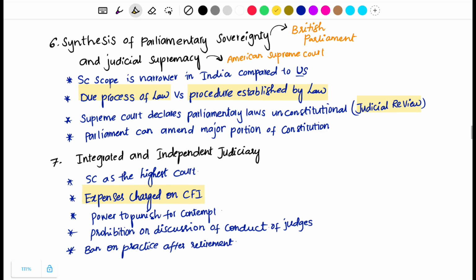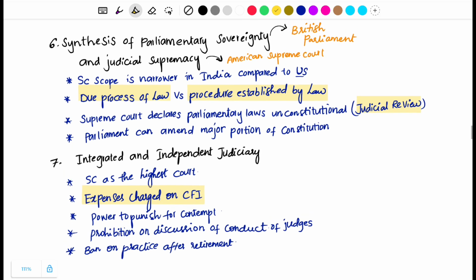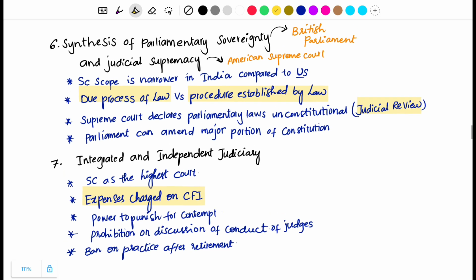This feature provides for independence because the conduct of the judges cannot be discussed in the Parliament or in the state legislature. The conduct of the judges can only be discussed if there is a removal notice given or a procedure established to remove a judge of the Supreme Court or High Court. Only in such circumstances can the conduct of judges be put forward. There is a ban on practice after retirement for Supreme Court and High Court judges. Once they retire, they cannot practice further.